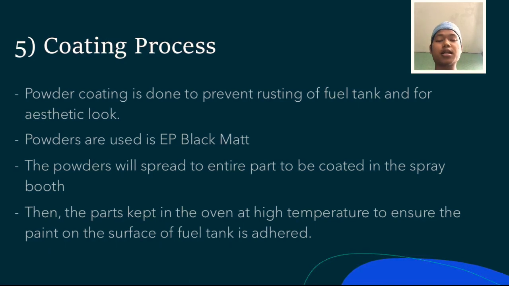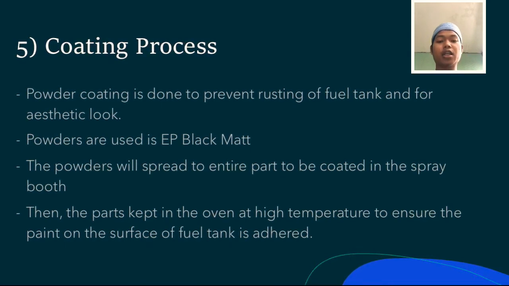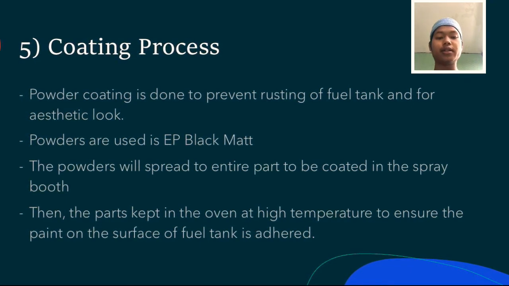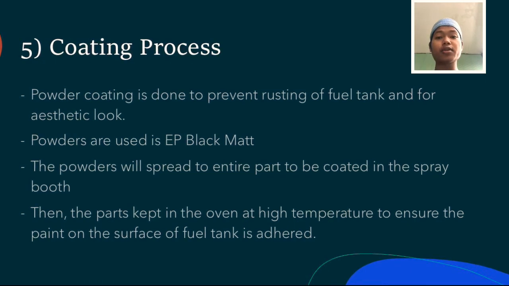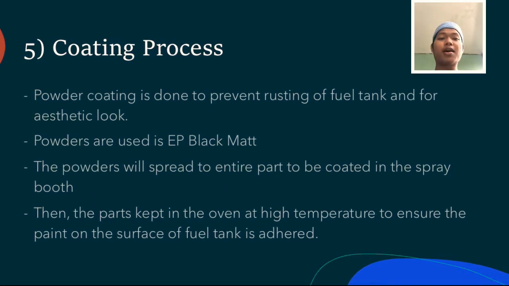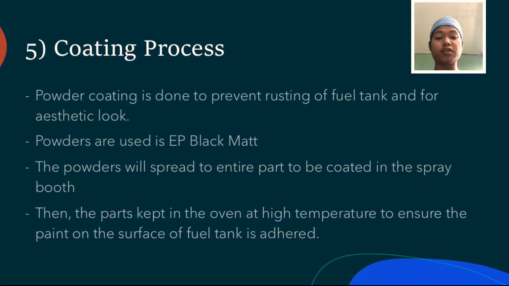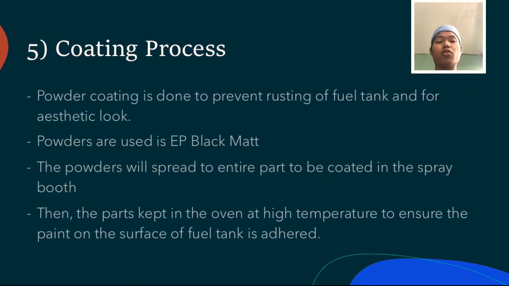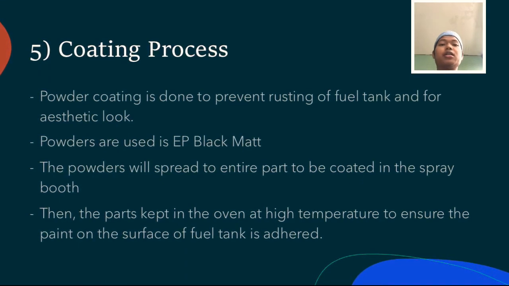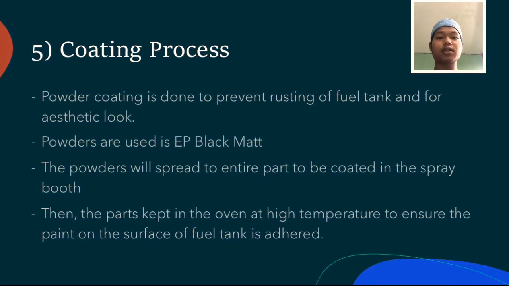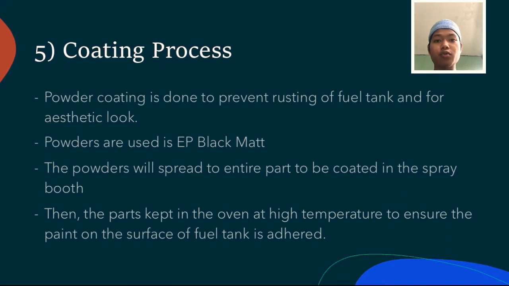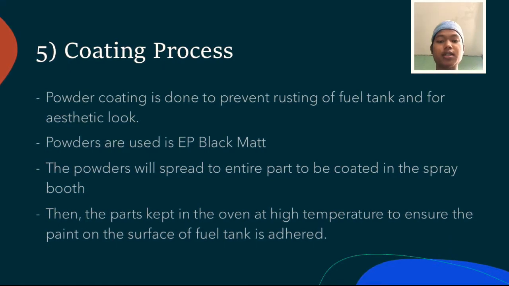Then the parts are kept in the oven at high temperature, within 160 to 180 degrees. The coating process consists of painting and heating. After painting, we bring the fuel tank to the oven. Then the heating process ensures the paint on the surface of the fuel tank is adherent.